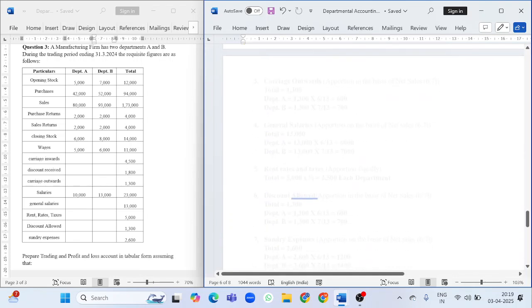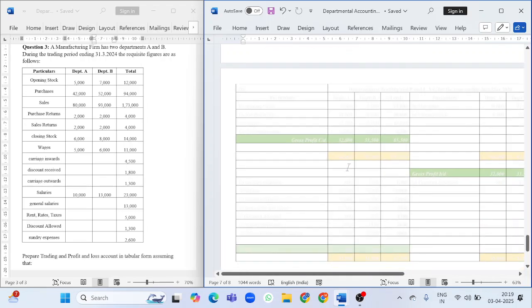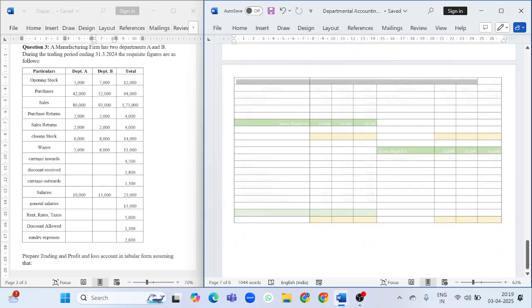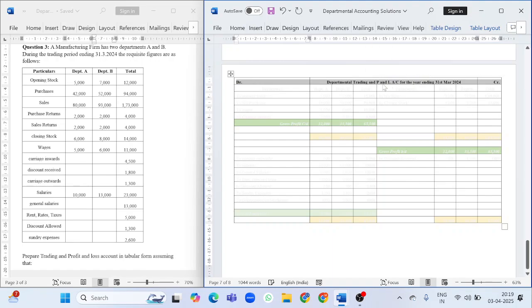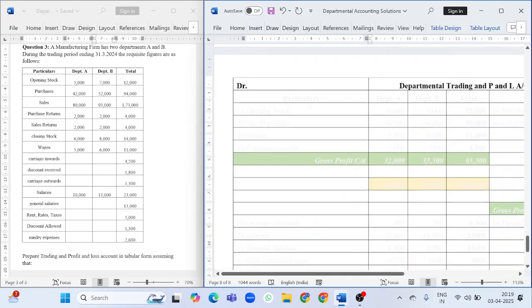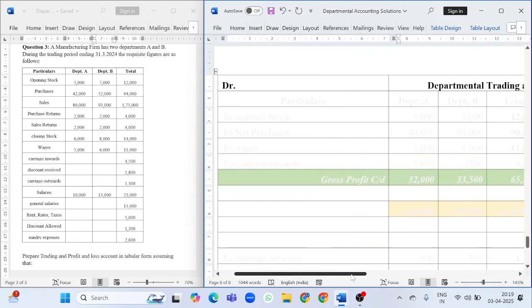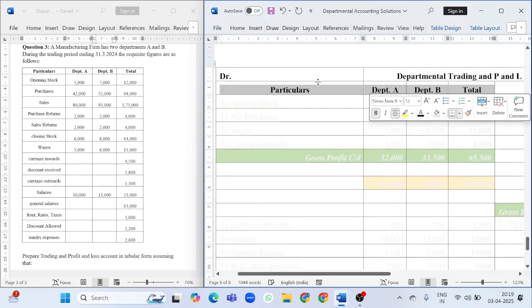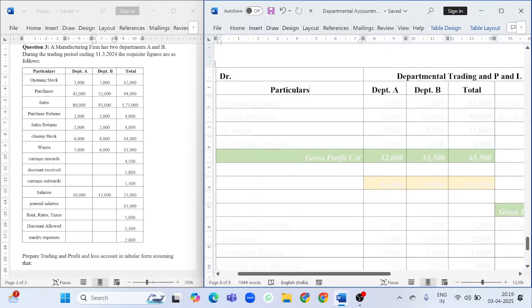Now let us come to our proforma. As I have told you, we will be preparing it in columnar method. So departmental trading and P&L account for the year ending 31st March 2024. First let us focus on the debit side. Let me enlarge the screen. Yes. So you will have debit side particulars column, department A column, department B column and one total column.